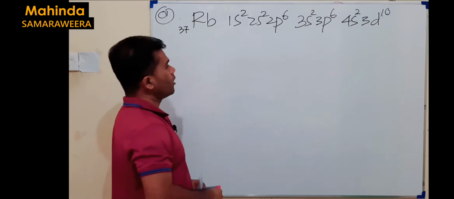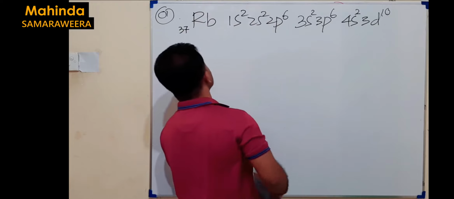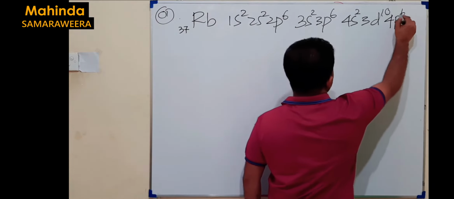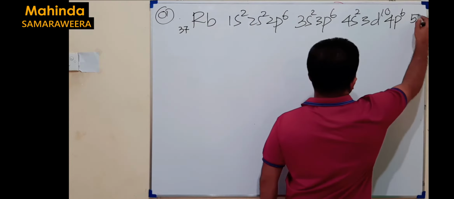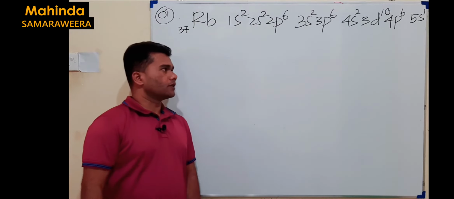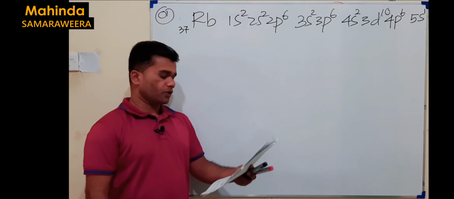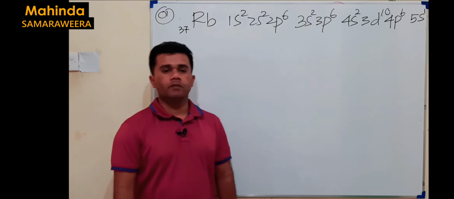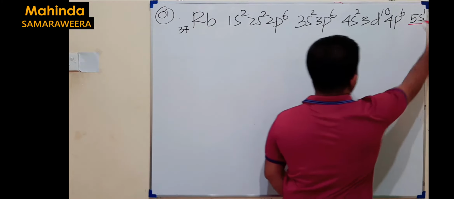But up to this point, how many electrons? 4, 6, 10, 18, 20 and 30. We have 37, so then we need 6 more from p. It's 4p6. After 4p6, that will be 5s1. That's the configuration of the last sub-energy level. The question is about the valence electron of rubidium. Valence electron means simply the last electron. Last electron is found in 5s1.